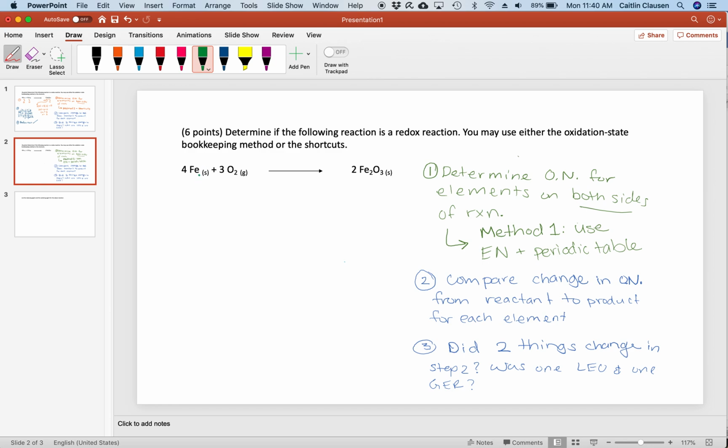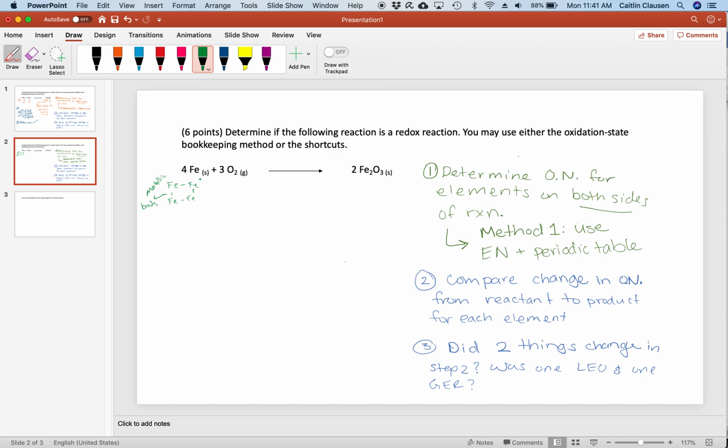Iron solid is a metallic network. All of the ions are attached to each other through metallic bonds, and metallic bonds are like covalent bonds. Because they're all attached to each other, the way that we determine oxidation number is we do the oxidation number bookkeeping. And the bookkeeping rules are as follows.